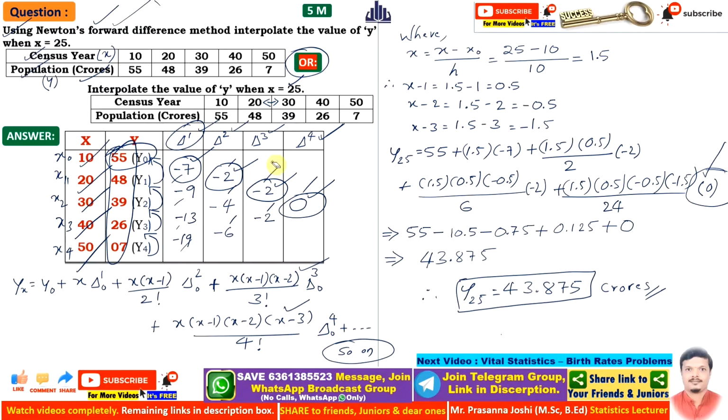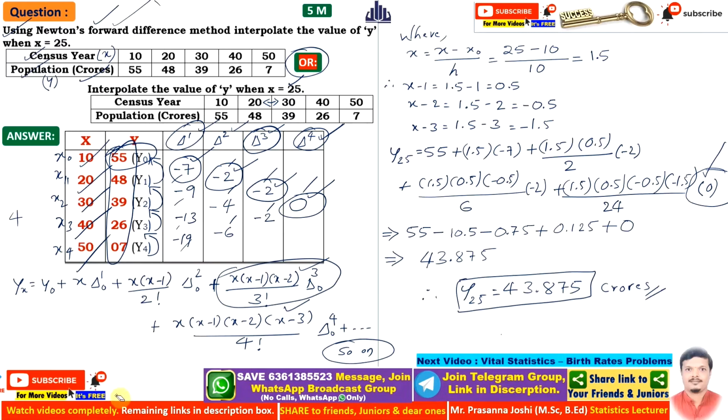So we have to stop at delta 4 in this given particular case. By chance, if the given values are 4 in number, 4 values will become 3, 3 become 2, 2 become 1. Delta 3 only it should stop in that case, and then the formula also should stop at delta 3. One such question also we shall solve, which is based on only 4 values given.